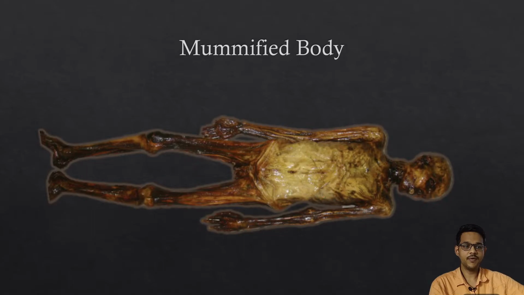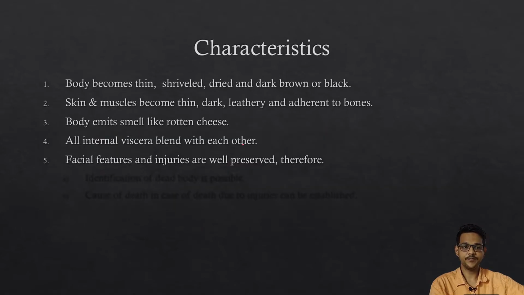This is a body of mummification, where the skin is shriveled. We can see the skin is shriveled and adhered to the bones. We can see the bones protruding out, and you can clearly see the bony mummification where skin is adhering to the bones, and all the internal viscera also dry up and form a single modified mass.